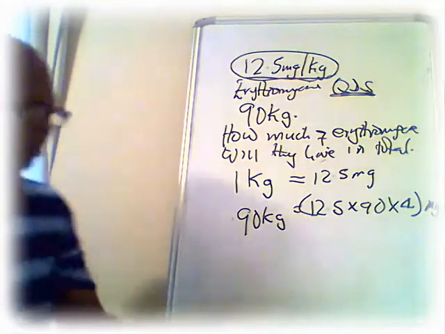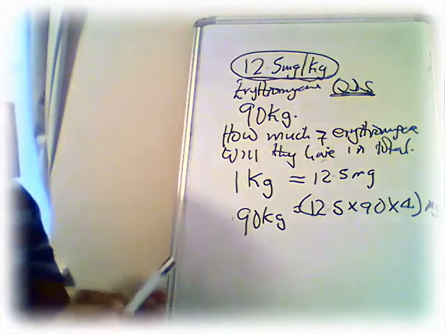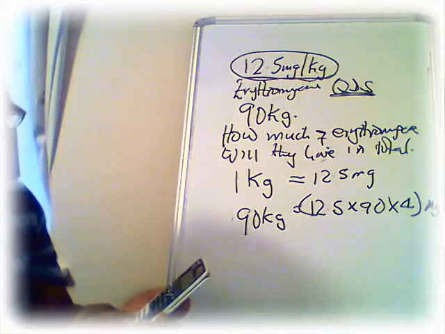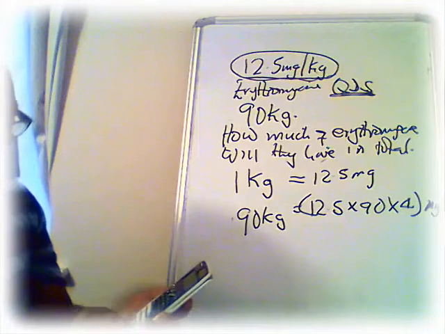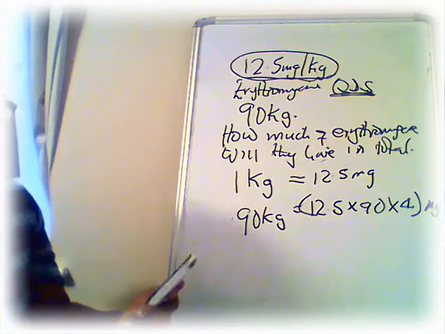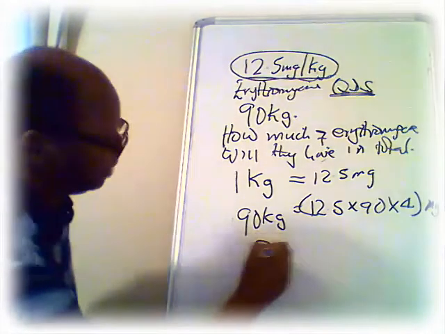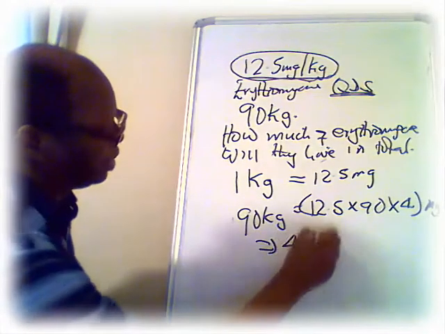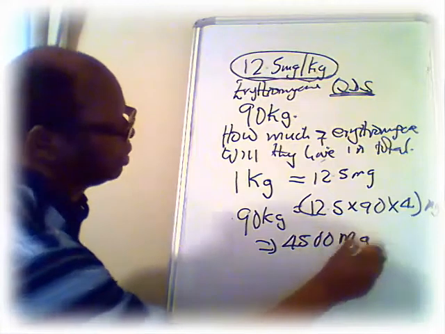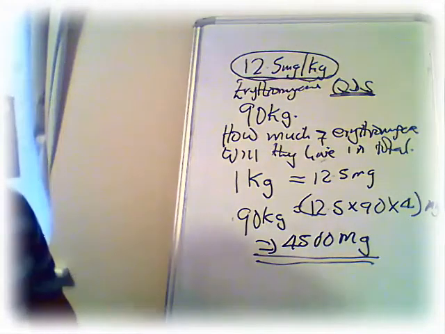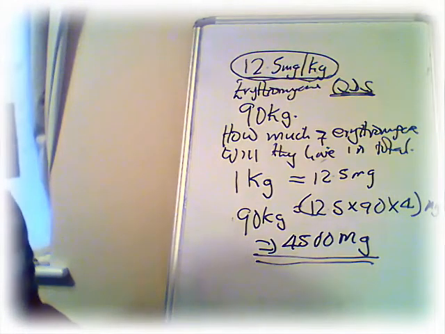Then modern days it's easier. Okay, there are calculators. So we take a calculator. Then we have 12.5. We are multiplying by 90, and multiply by 4, then I will get the answer as 4,500. So this will give me 4,500 milligrams. So that's the total, how much this patient needs to receive. All right, I hope that helps.